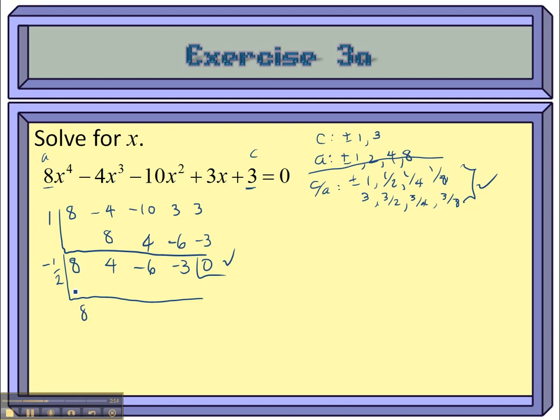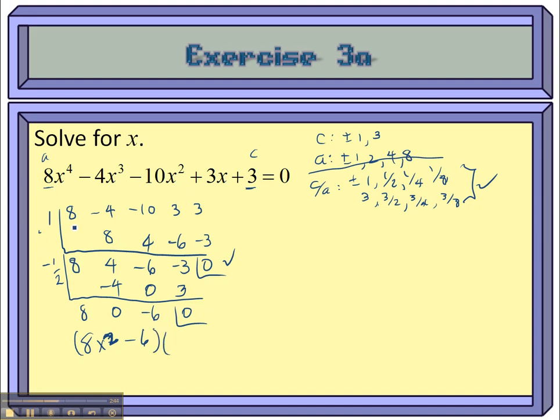Alright, so bring down the 8. Negative half of that is negative 4, make 0, 0. When we multiply, negative 6. Negative half times negative 6 is 3. Well, look at that. That one just happened to work. Okay, so rewriting this, the quadratic is 8x squared minus 6. That's the first factor.